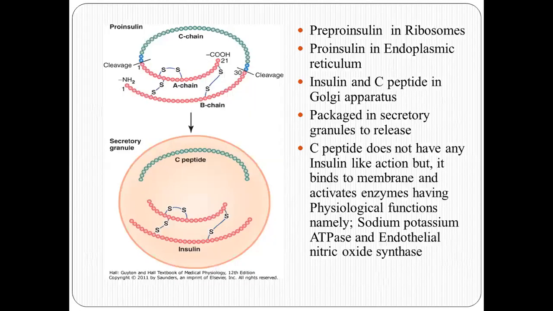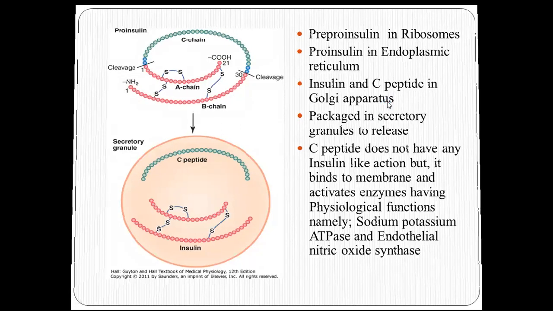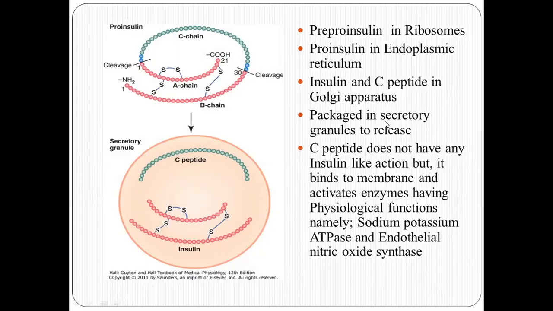Now let us consider how it is formed. First, the ribosomes will have the pre-pro-insulin, and in the endoplasmic reticulum, this will be converted to pro-insulin. Then in the Golgi apparatus, insulin and C-peptide, these two parts, are formed, and they will be packaged in secretory granules to release. So this is how it is formed.